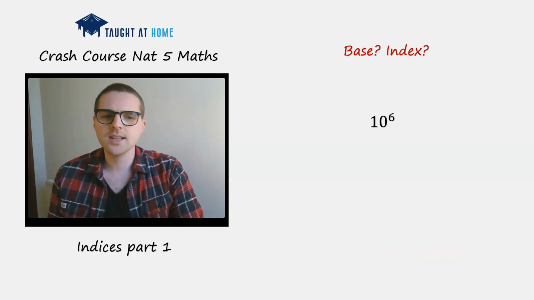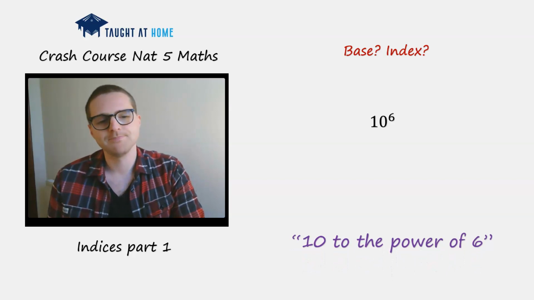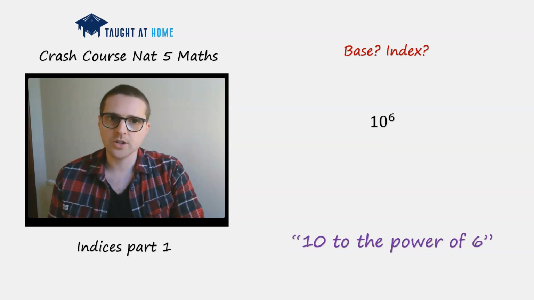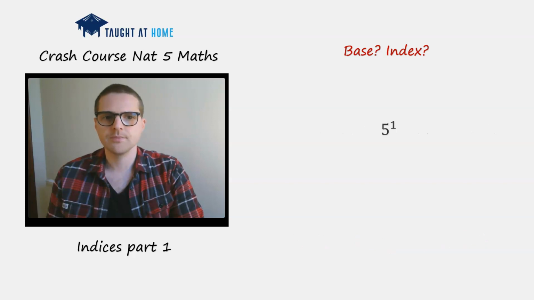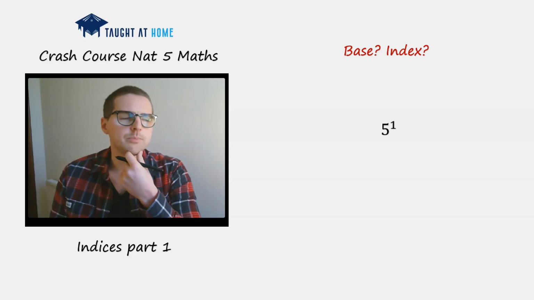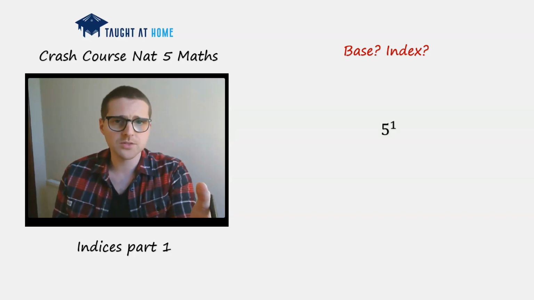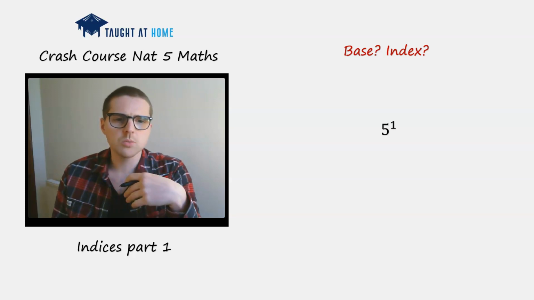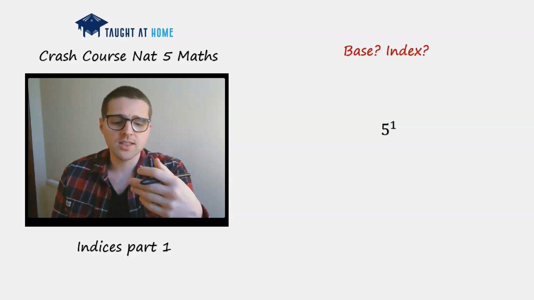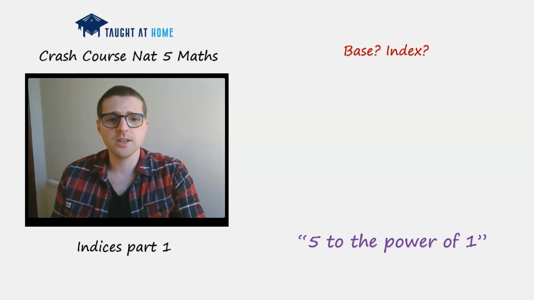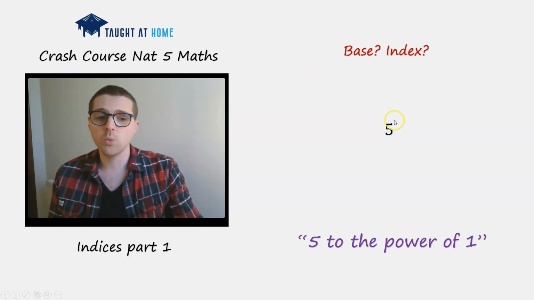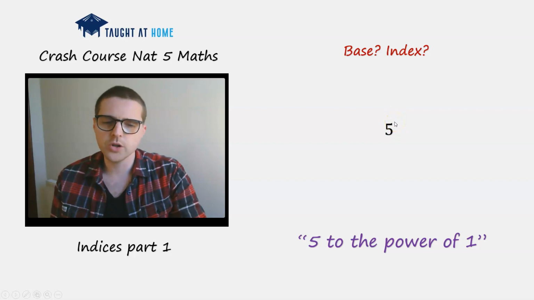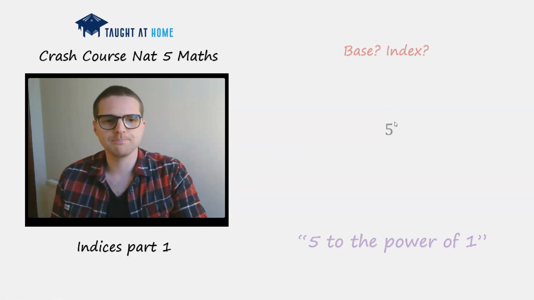So how about this then? 10 raised to the power of 6. Well, that's going to be 10 times itself another 5 times, so we're going to have 6 tens. How about 5 raised to the power of 1? Cast your mind back to when we said 5 squared was 5 times itself. When you have a number raised to the power of 1, that is just that number. That is going to be 5. Or we can rewrite 5 with an index of 1, but usually when it's an index of 1, we leave it.